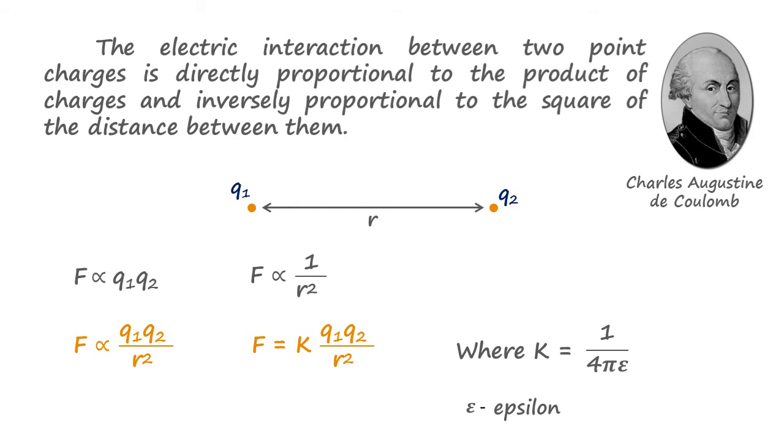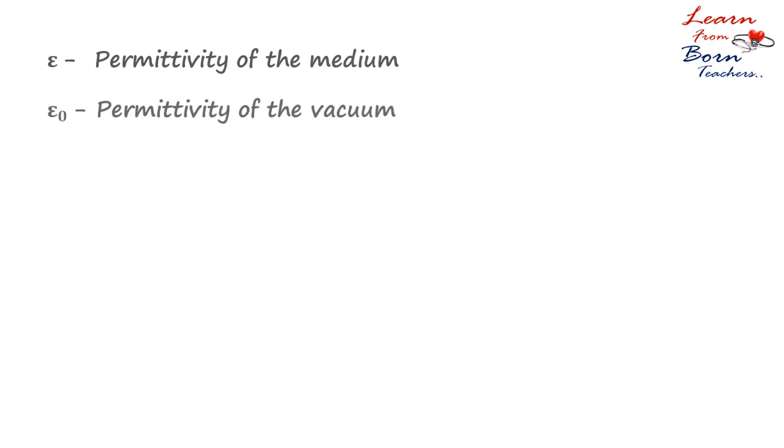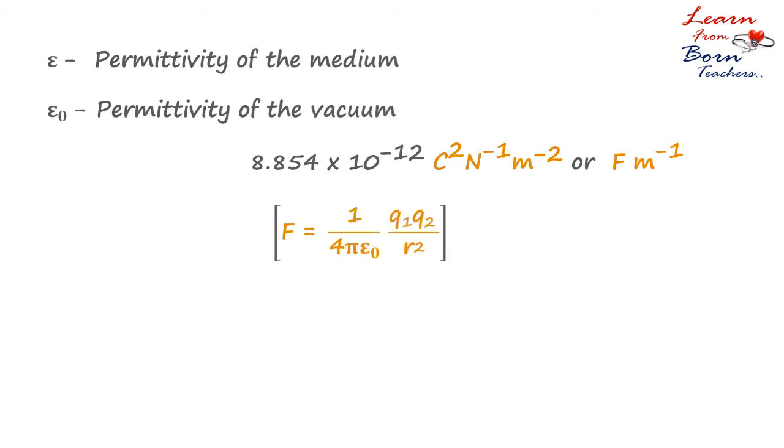The value of constant k depends on the medium between the charges. Here epsilon is called the permittivity of the medium between the charges. If the region between two charges is vacuum, the permittivity is given by epsilon 0. Its value is 8.854 into 10 raised to minus 12 and its unit is Coulomb square per Newton meter square or Farad per meter. The unit Coulomb square per Newton meter square we get from the rearrangement of the equation F is equal to 1 by 4 pi epsilon 0 q1 q2 by r square.